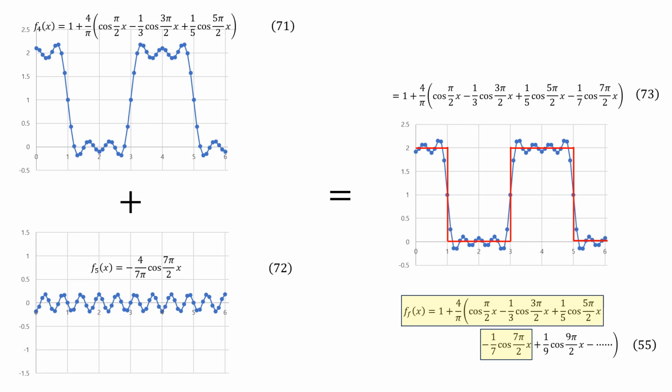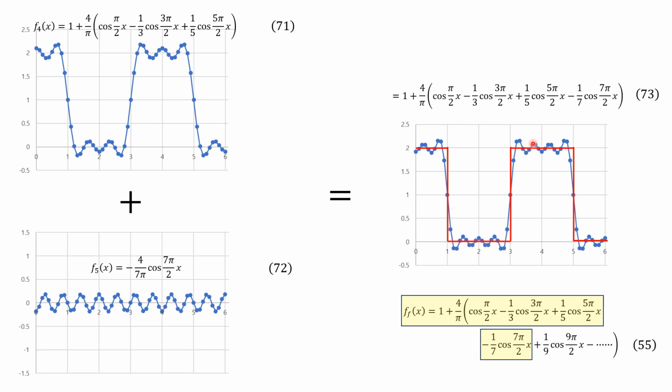Continuing, the fifth term of the Fourier series can be expressed as f5(x) as shown in equation 72. By adding equation 72 to equation 71 obtained previously, the sum fp5 of up to the fifth term of Fourier series equation 55 can be obtained as equation 73. If equation 73 is graphed, it becomes the blue line in the picture on the right.